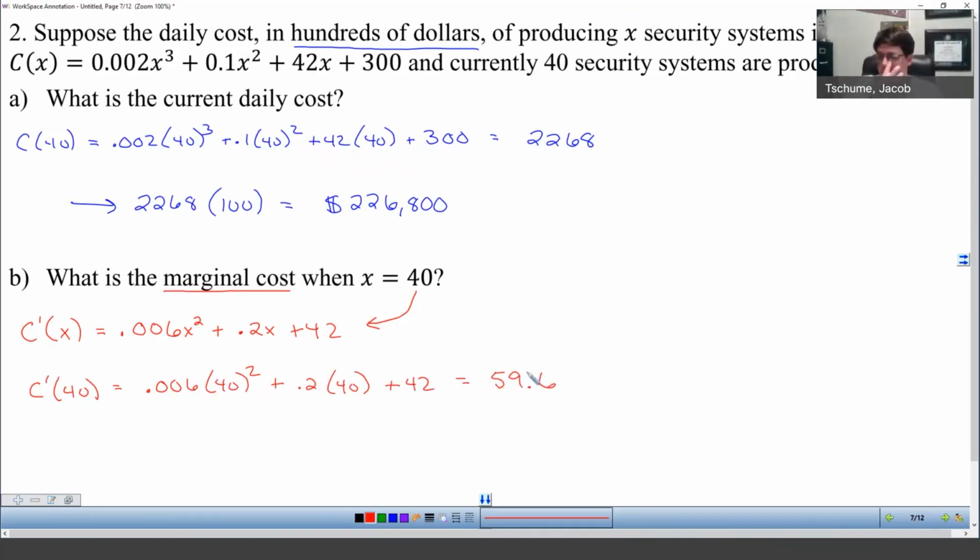59.6. But remember, these cost functions are in hundreds of dollars. So 59.6 times 100 would give me a marginal cost of $5,960. So remember, while it's not asking for this, remember what this number is. This is the approximate cost of producing the next item in line, which would be 41 security systems.